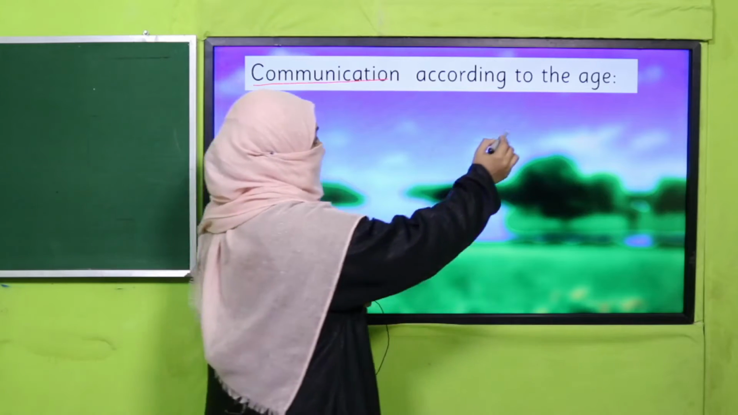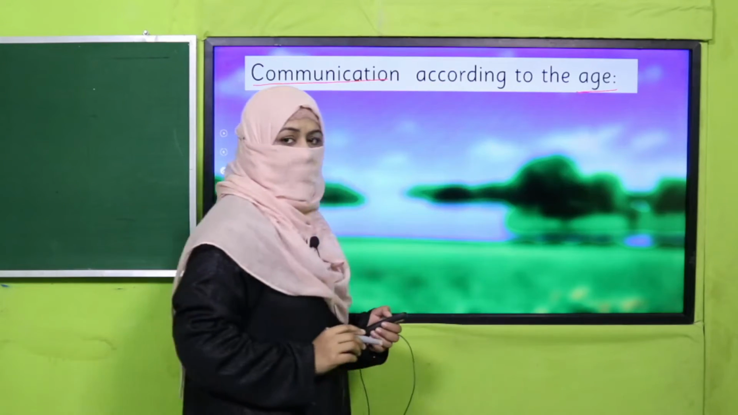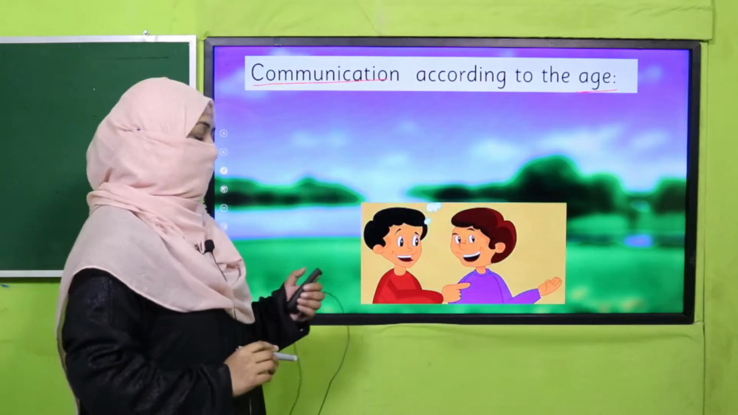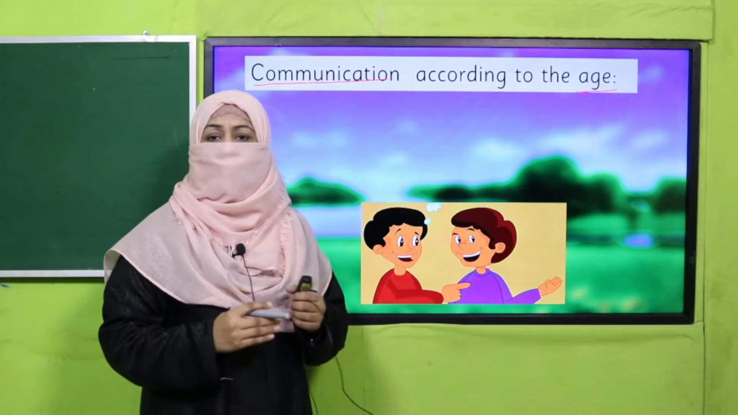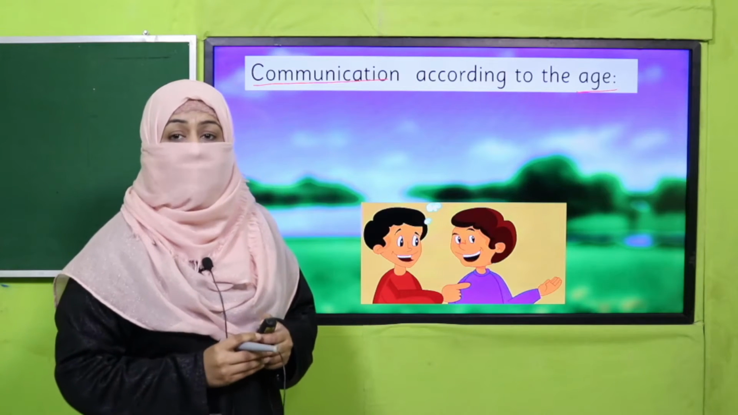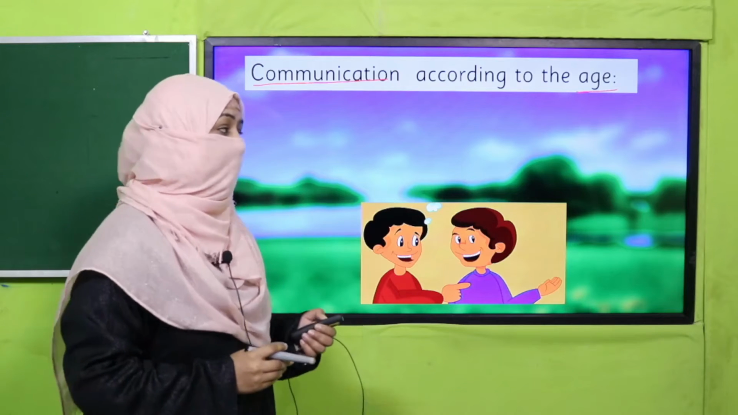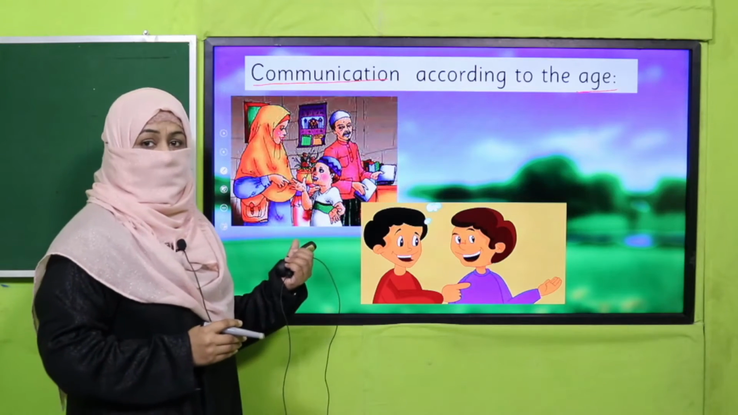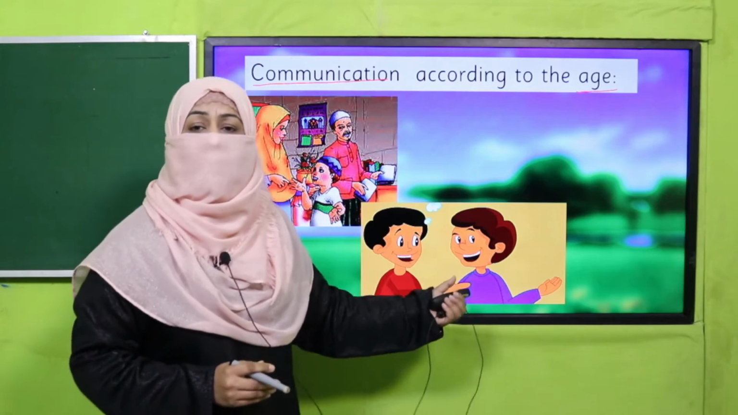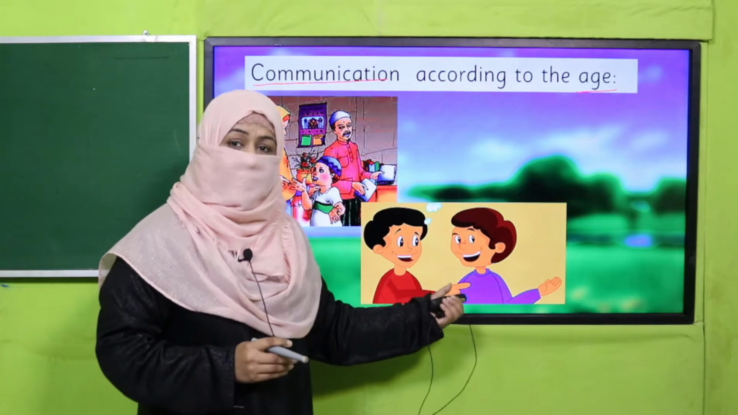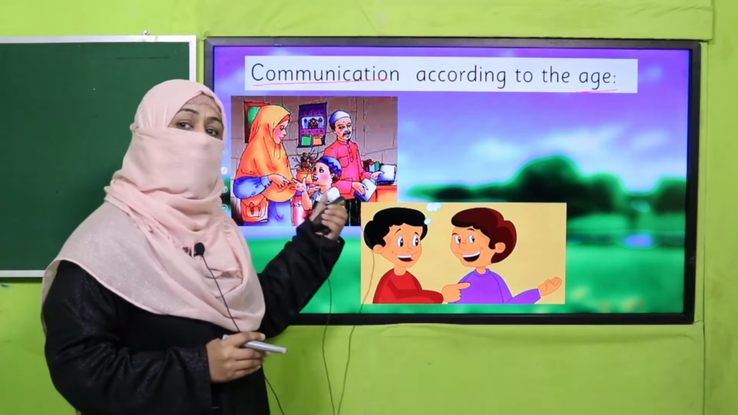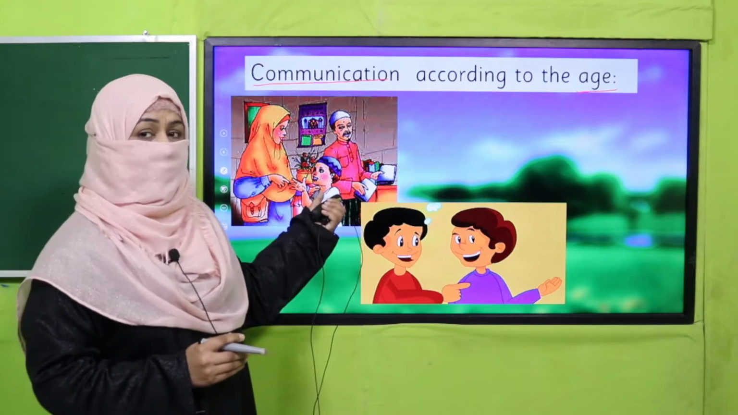The first is according to age. What does it mean? The way you talk to your friend, to your age fellows, is different from the way you talk to your elders. The way you talk to your friend, to your brother, is different, and in the same way you cannot talk to your mother and your father. So what should you do?